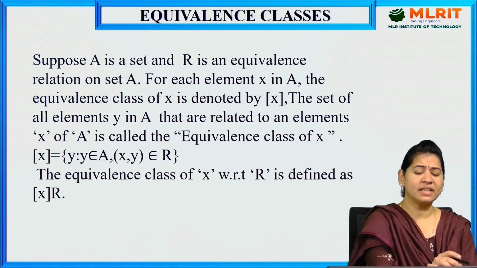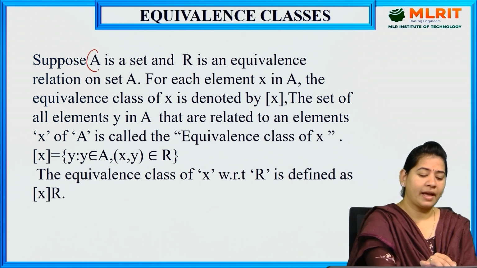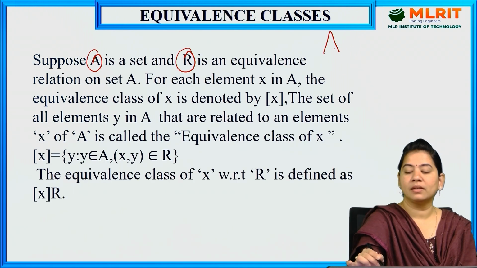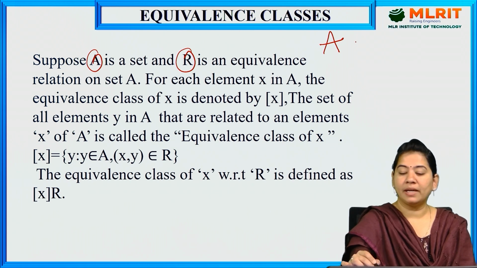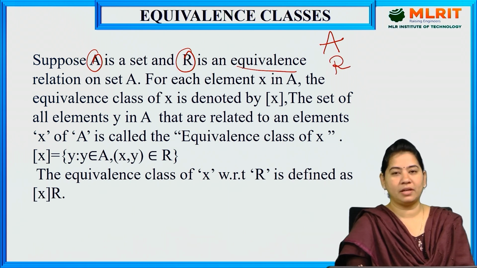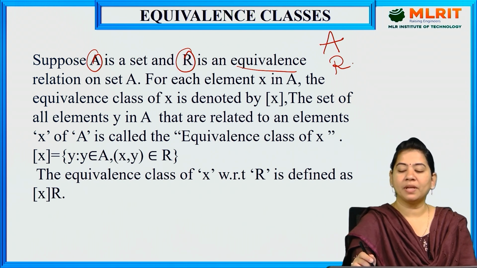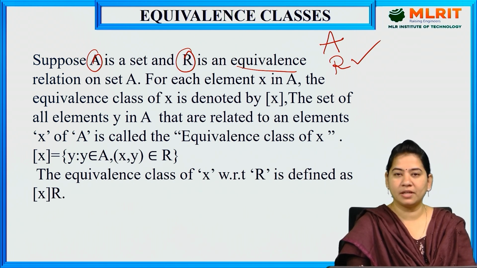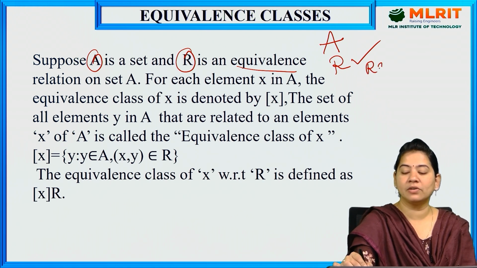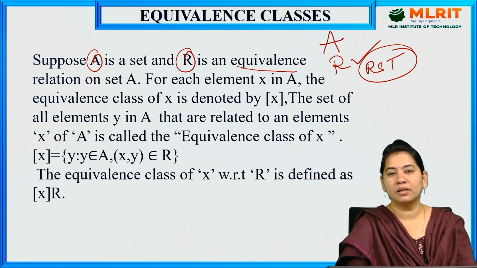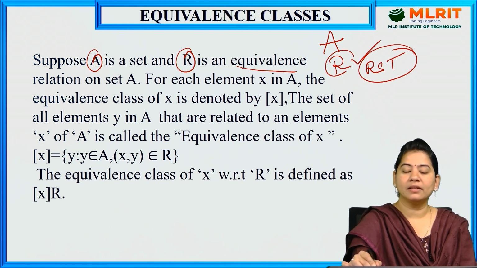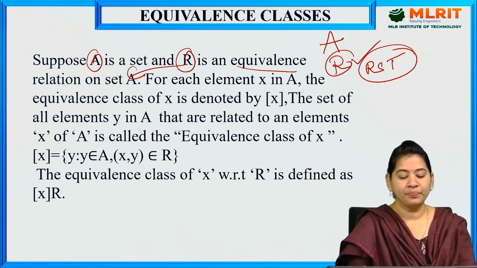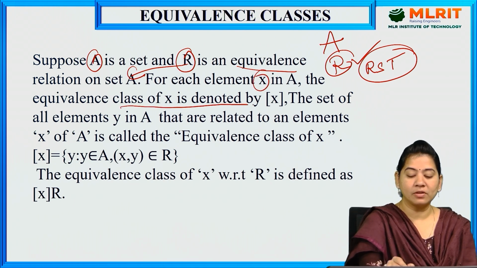Here, let us understand what is meant by equivalence classes. Suppose capital A is a set and capital R is an equivalence relation. Here we already proved that this capital R is an equivalence relation, meaning it satisfies reflexive, symmetric and transitive properties, as we discussed in the previous class. Now this is an equivalence relation on which set? It is capital A.